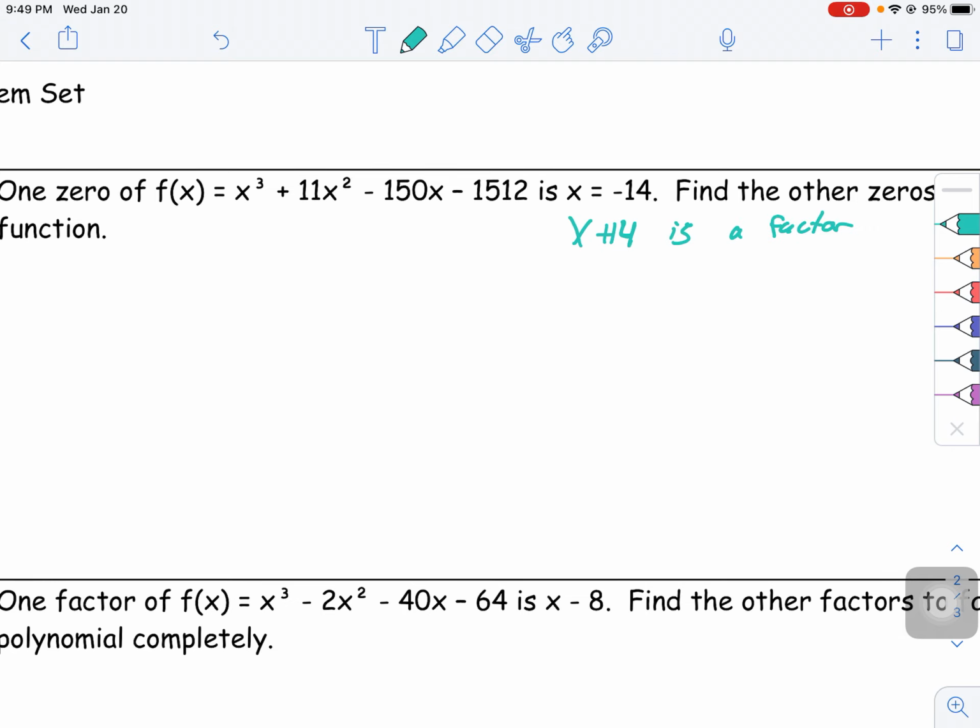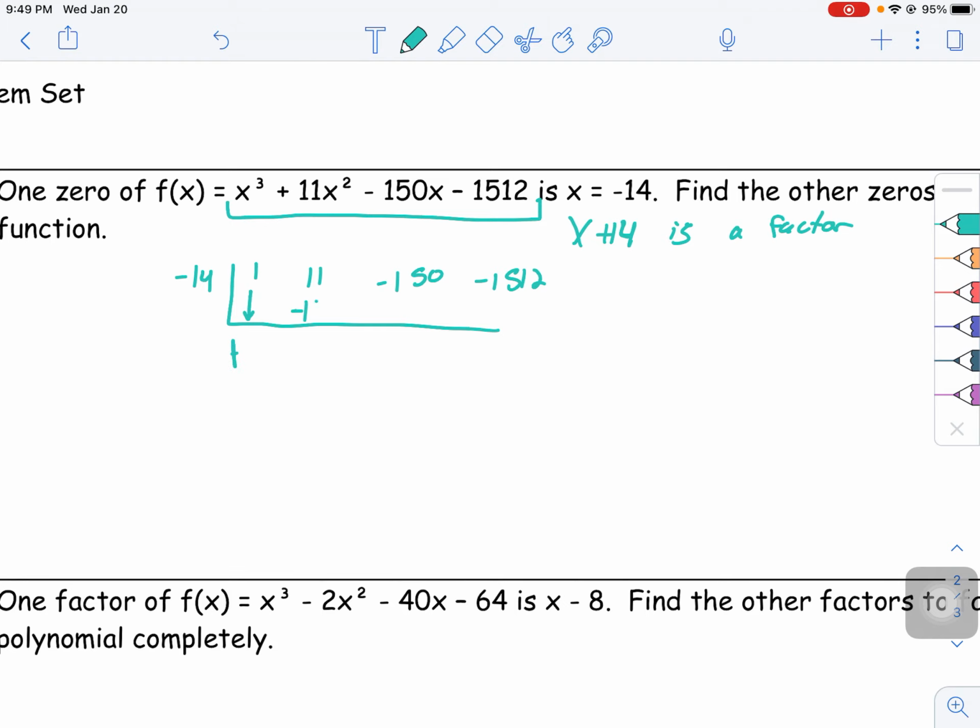All right, so if we know x plus 14 is a factor, we can divide this polynomial by x plus 14 to get it into an x squared polynomial that hopefully is a little bit more straightforward to factor. All right, so let's do exactly that. We do synthetic division to set this up because synthetic division is the easiest way to divide in my opinion. But if you like long division, by all means, long division can be your friend here. So you go 1, 11, negative 150, negative 1,512. Drop 1 and you get positive 1 here.